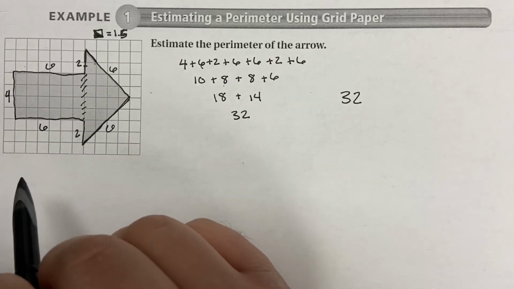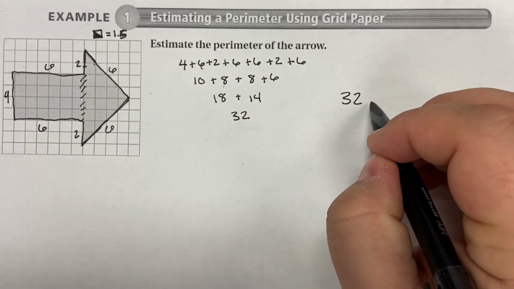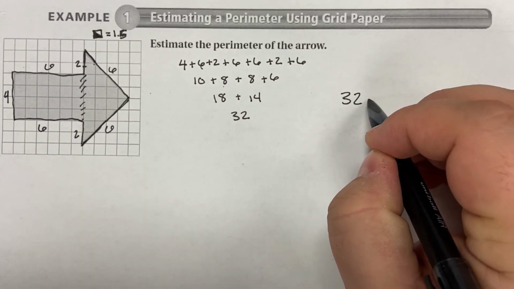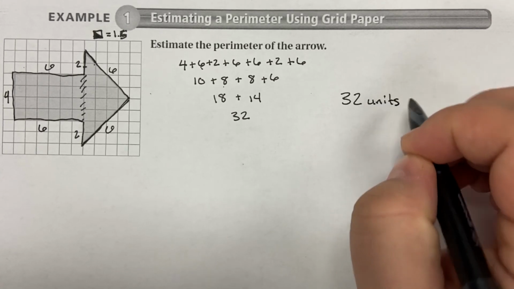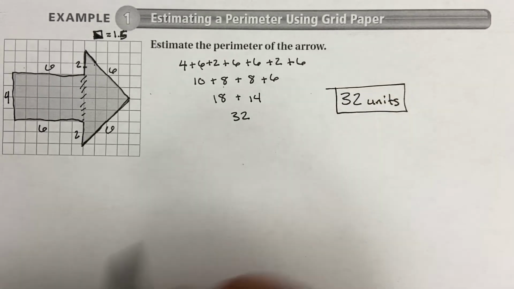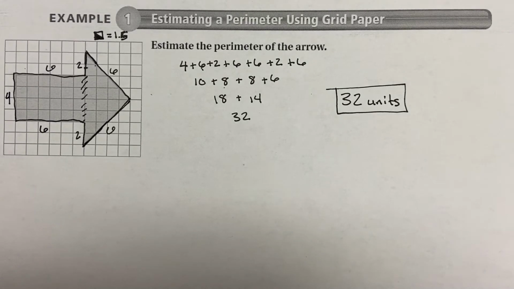Now, it doesn't tell us feet or centimeters, so we use the generic label of units, 32 units. If we don't know what it is, we don't just leave 32. We still have to label it, so 32 units.